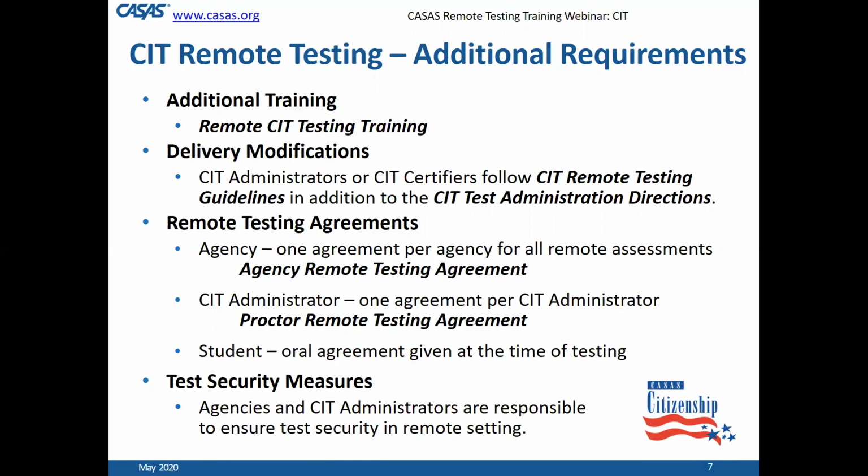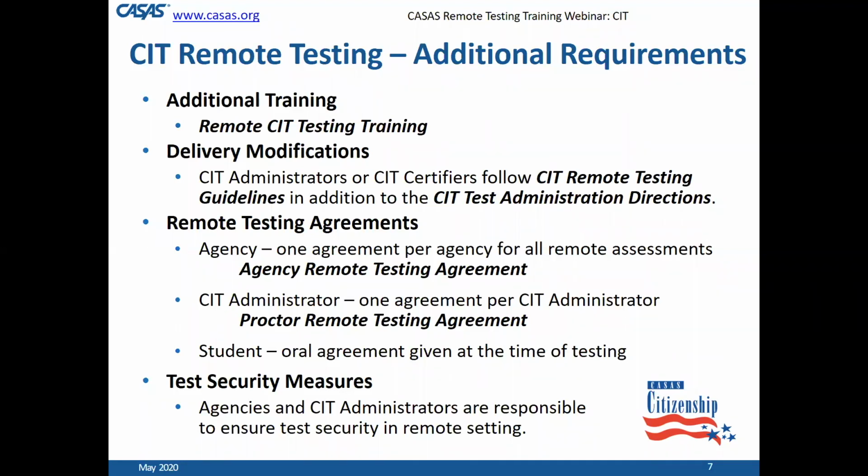The first is the agency remote testing agreement. 1 is required per agency. The second is the proctor remote testing agreement. 1 is required per SIT administrator. And you need a verbal student agreement given at the time of testing.